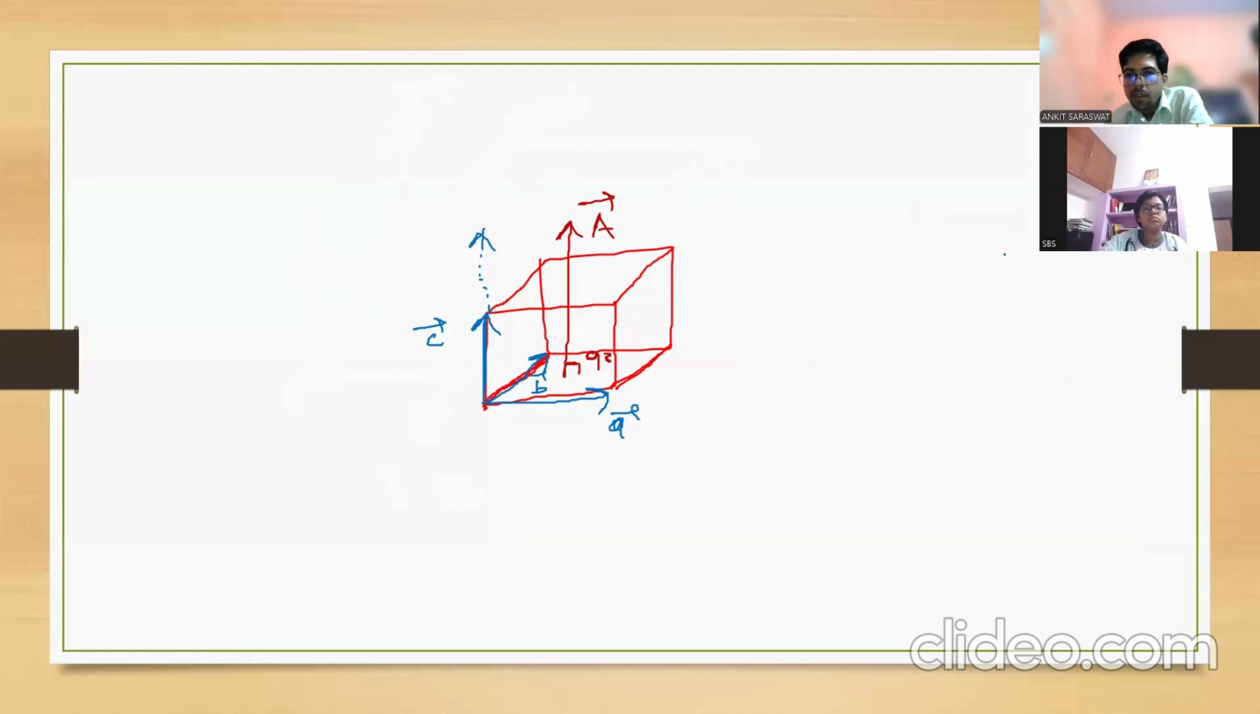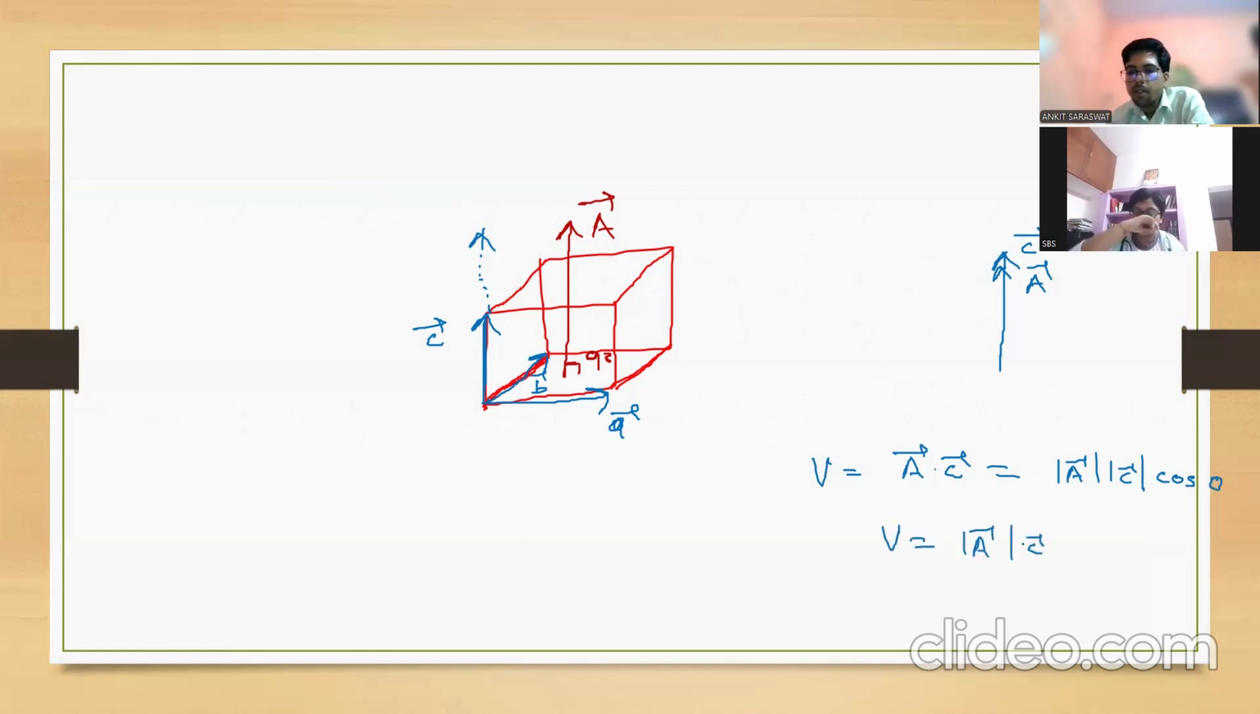Now the C vector and A vector are in the same direction, so volume will be simply A dot C. And what is that? Mod of A, mod of C, and the angle between them? Both are parallel, cos 0. So volume will be mod A, mod C, cos 0, which is 1.